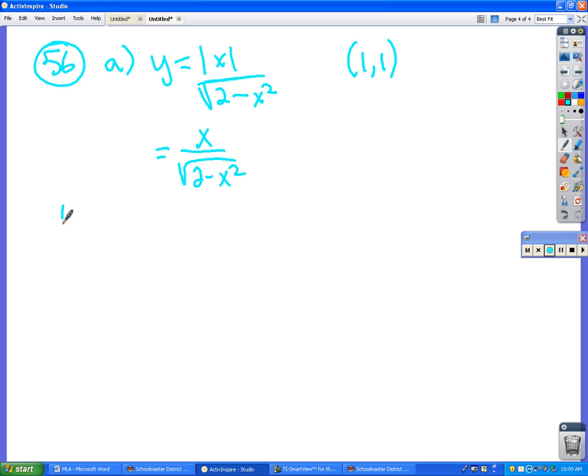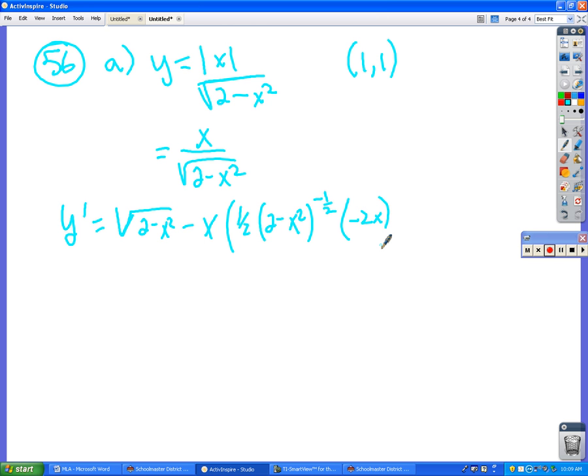Then I have to take the derivative of that, and I'm going to do a quotient rule. I don't care what you guys say. So low d-high minus high d-low, so that's going to be 1/2 times 2 minus x squared, big old one, over the square of what's below. Okay, so that's my derivative.